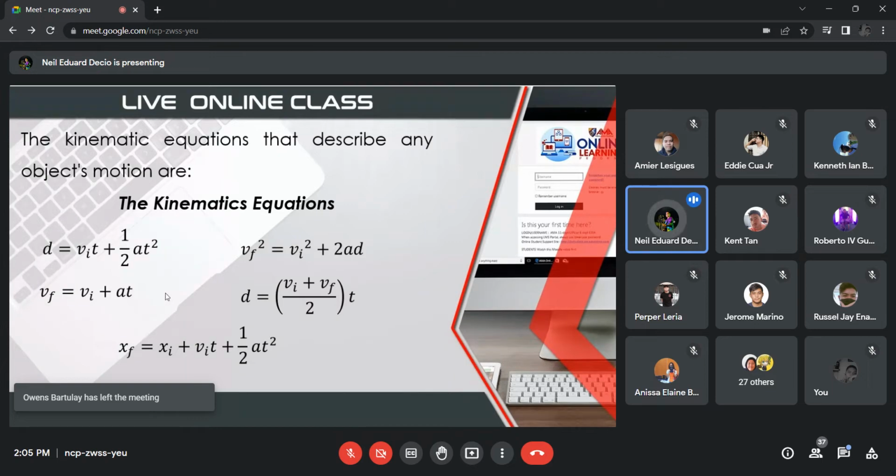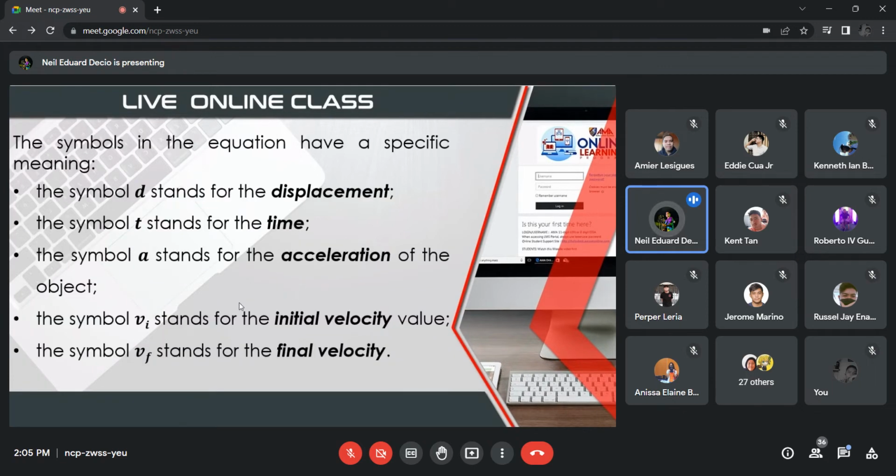And then we also have D, or the displacement, is equal to the initial velocity plus the final velocity divided by 2 times time. We also have here the position of an object, which is denoted by X. So X of F is just the final position, is equal to the initial position, or XI, plus the initial velocity, or V sub I, times time, plus 1/2 of acceleration times time squared. So these are the formula that we must know, no? To be able to solve for different situations on kinematics.